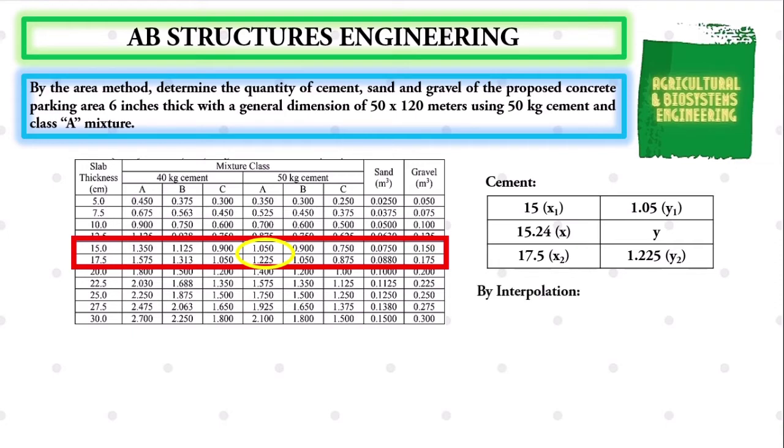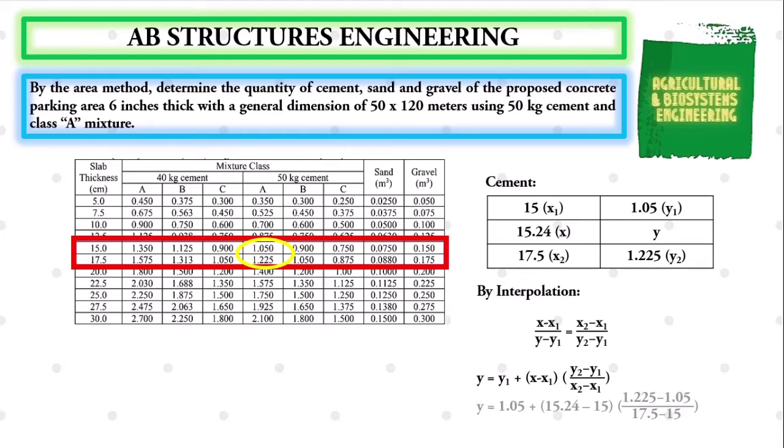Further, to apply the concept of interpolation, we have x minus x1, all over y minus y1, is equal to x2 minus x1, all over y2 minus y1. We derive the equation to obtain only the formula for our y. Remember that our y is the value for our cement. We derive and we have y is equal to y1 added to x minus x1 multiplied to y2 minus y1 all over x2 minus x1.